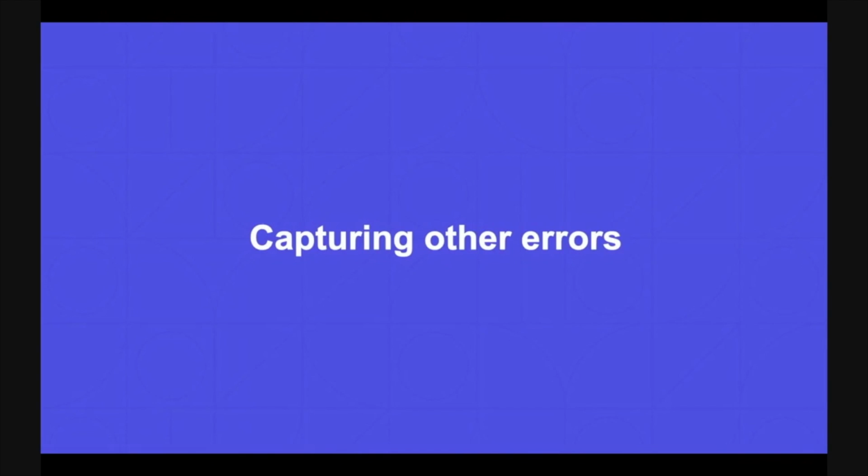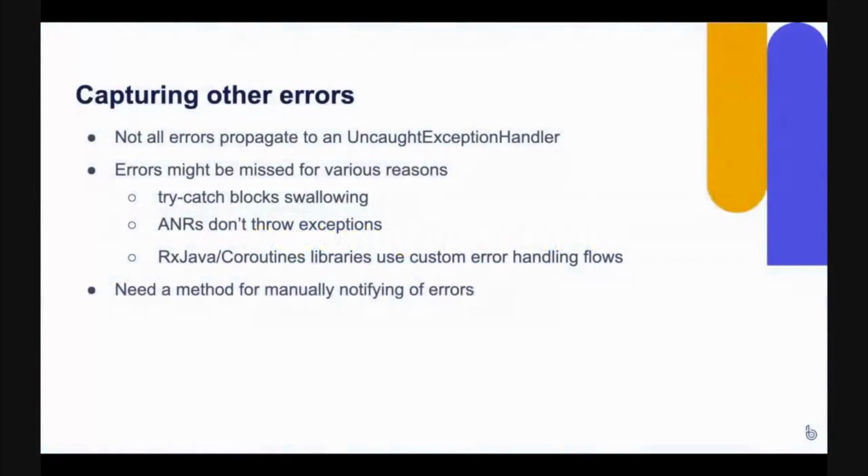So we've now pretty much figured out how to capture uncaught exceptions and deliver them using an HTTP client of choice. But it would be quite useful to be able to capture other errors and report on those, because we need to get some insights. There are quite a few errors which don't propagate to an uncaught exception handler. You might have a try catch block, which catches any throwable, like a null pointer exception. And anything within that try block won't propagate to the uncaught exception handler unless it's rethrown.